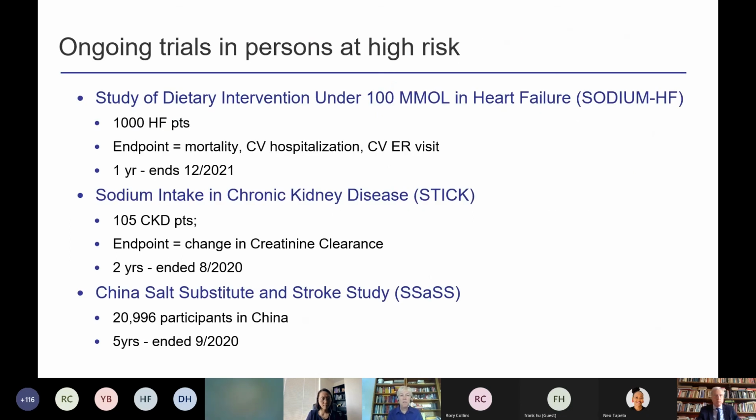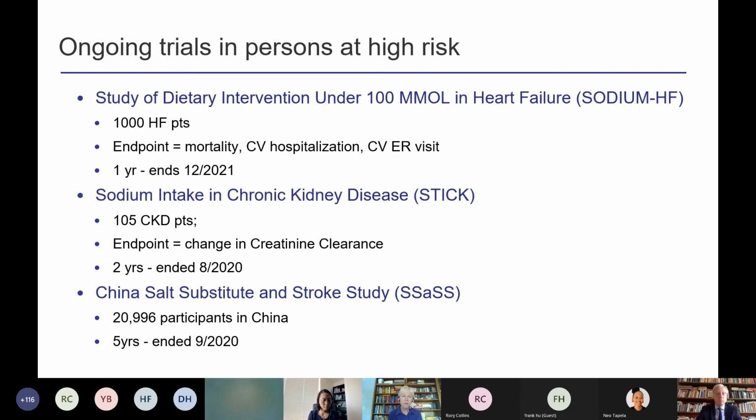And there are also several ongoing trials in people at high risk. There's the sodium heart failure trial, which is looking at 1,000 patients with heart failure, looking at mortality, CV hospitalization, ER visits. This one is ending in December of this year. There's a STIC trial, the sodium intake in chronic kidney disease. This is 105 kidney patients looking at change in creatinine clearance. And this ended in August, so we expect to see some results from them fairly soon.